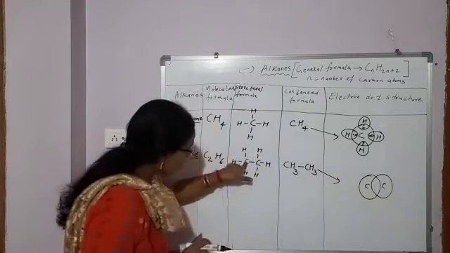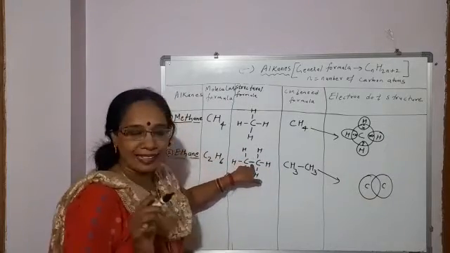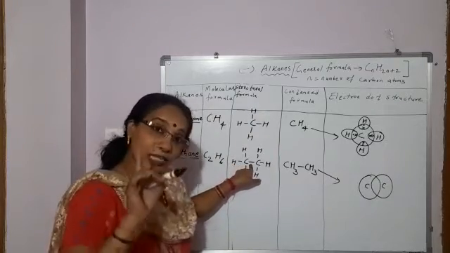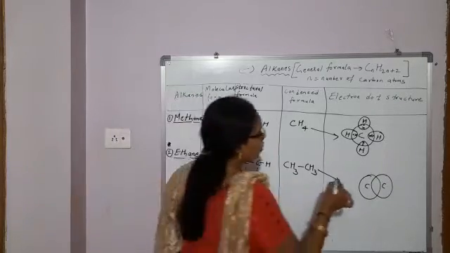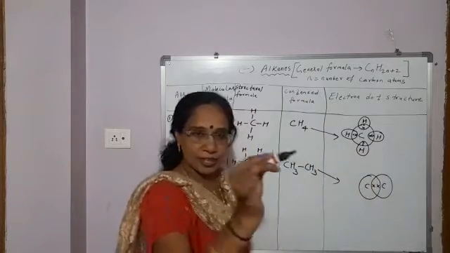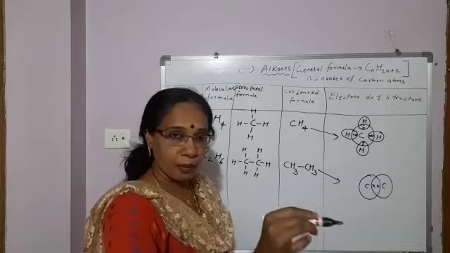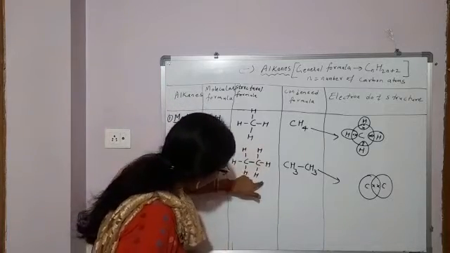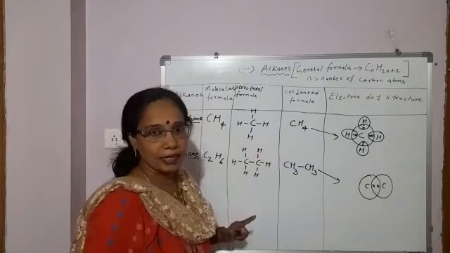Okay. And between 2 carbon atoms, what type of bonding is there? Single bond. Means how many electrons? 1 pair of electrons. So 1 electron of this carbon and 1 electron of this carbon, they share, and what type of bonding is formed? Single covalent bond.